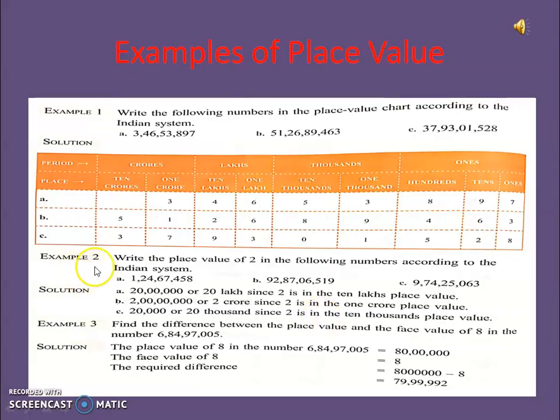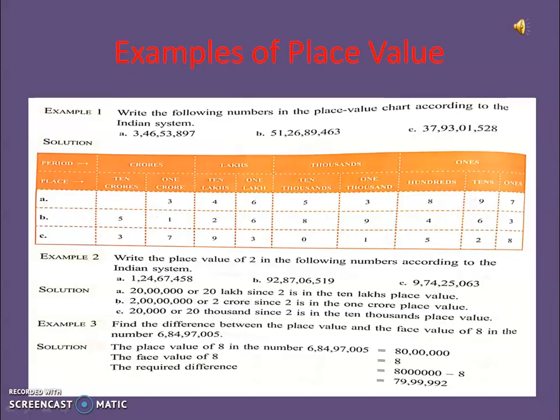Example number 2. Write the place value of 2 in the following numbers according to the Indian system. Here we have to write the place value of digit 2 only. In question 2A, the number given is 1 crore 24 lakh 67,458. In this number we don't have to write place values of every digit. We just have to write the place value of 2 only.